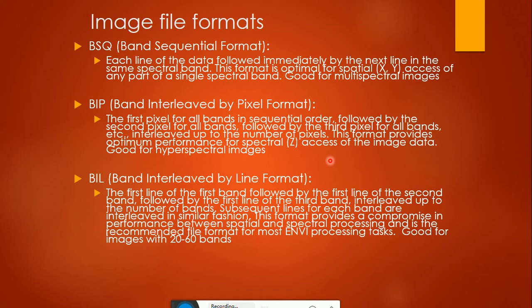Then let's see band sequential, BSQ format: it stores information for the image one band at a time. In other words, data for all pixels for band 1 is stored first, then the data for all pixels for band 2, and so on.